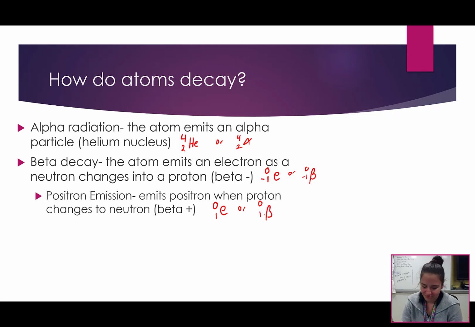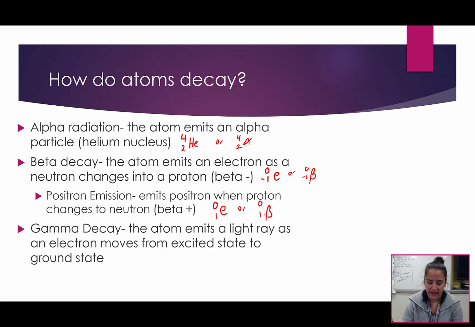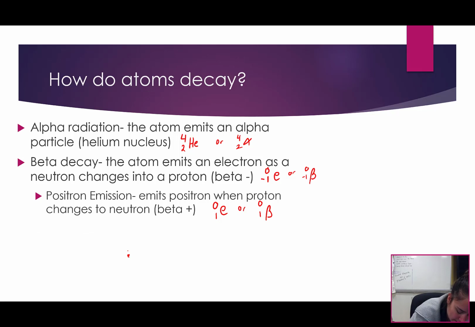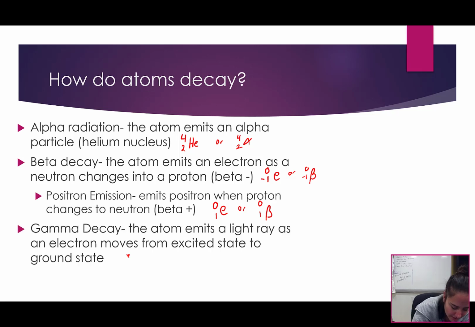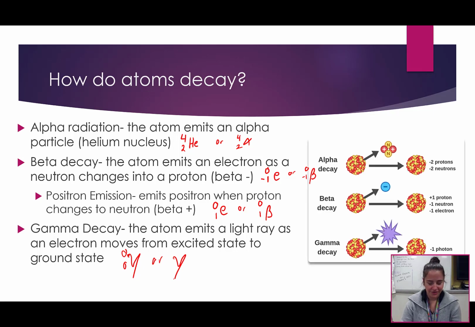Okay, cool. Now, the last type of radioactive decay is gamma decay. This happens when it just emits a light ray, okay, light radiation. This happens when the electrons move from their excited states to their ground states. It's denoted with a gamma, and it doesn't have any mass. It's not a proton or an electron, so no charge or anything like that. So normally you'll see it as the γ, sometimes with the 0 0, or sometimes just the γ. Okay. So those are our 3 basic types.